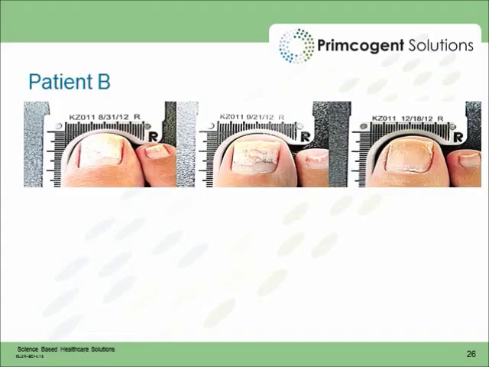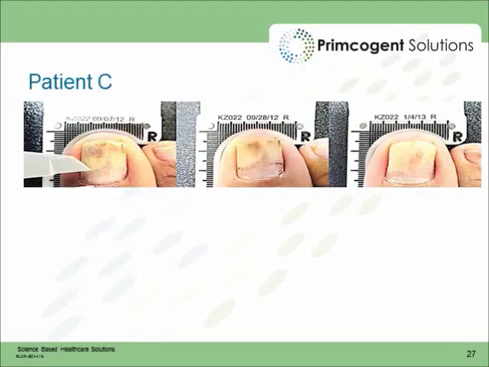Moving out a month, we can see some improvement, and then ultimately by 12/18/12, we're having a beautiful clearance here with some discoloration remaining, but eventually that will grow out as we are dependent upon nail rate of regrowth.